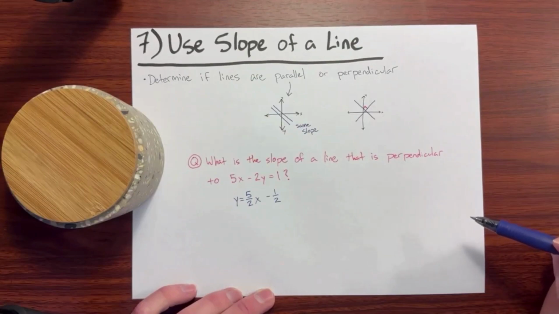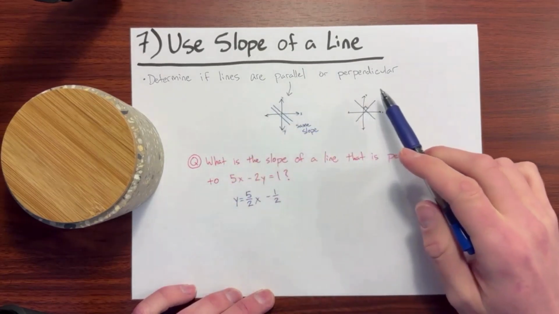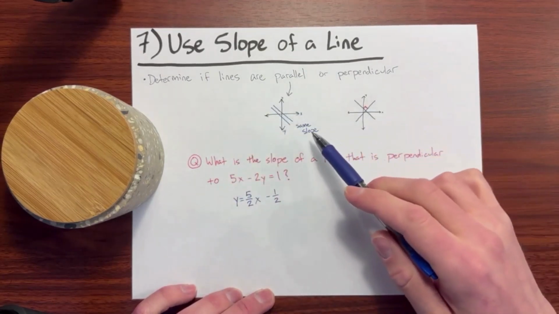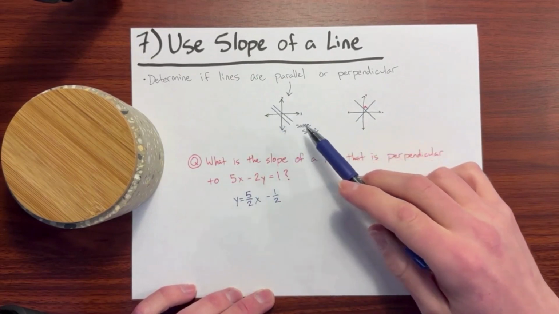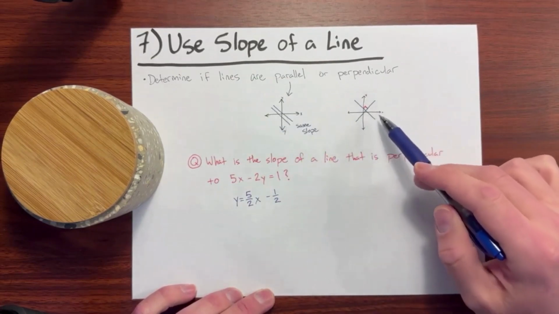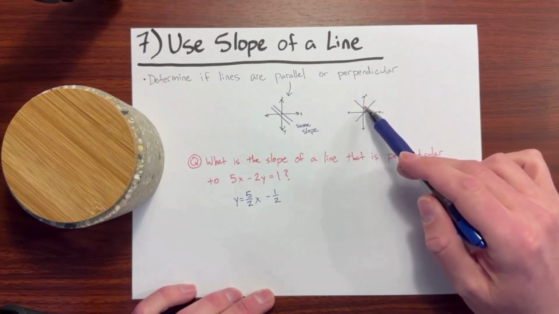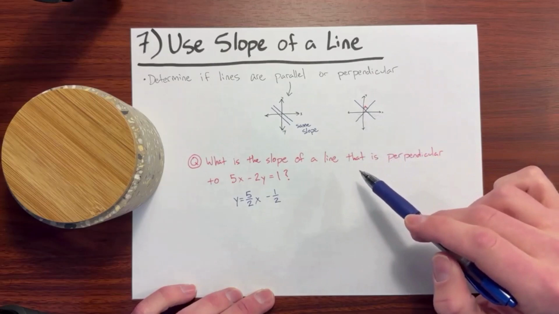Number 7, use the slope of a line to solve problems. In particular, you'll need to determine if lines are parallel or perpendicular. Parallel meaning that they run side by side and have the same slope. Perpendicular meaning that they are opposite in slope and when graphed they would meet at a 90-degree angle.